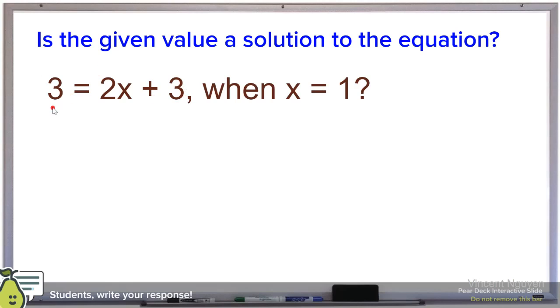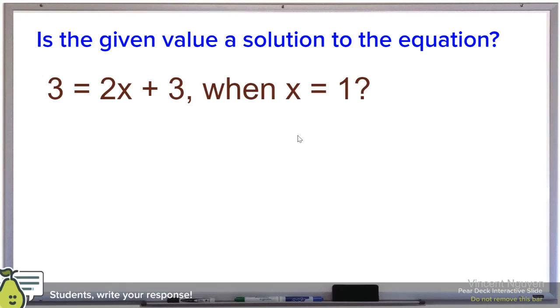So the left-hand side is 3, but the right-hand side is 5. So your conclusion should be what? It is not a solution because 3 is not equal to 5, because you end up with a false statement. That's why x equals 1 cannot be the solution, right? The solution has to work, okay?